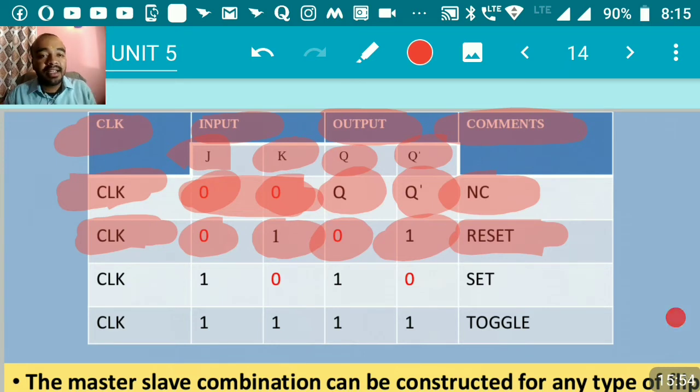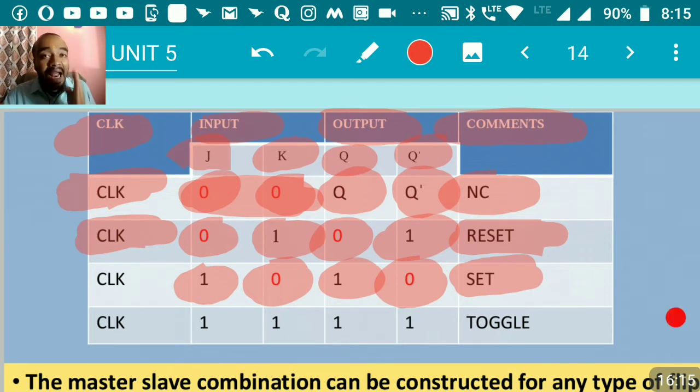Okay, so the next line we consider J is equal to 1 and K is equal to 0. The output Q is equal to 1 and Q bar is equal to 0. Here, the master JK flip-flop is going to get into set state, and the slave follows master, and the slave also goes into the set state after applying the clock pulse.